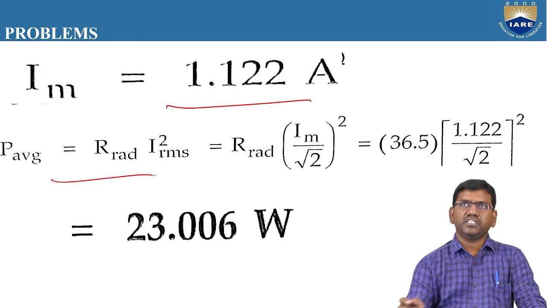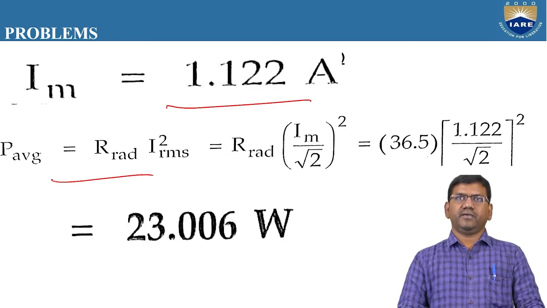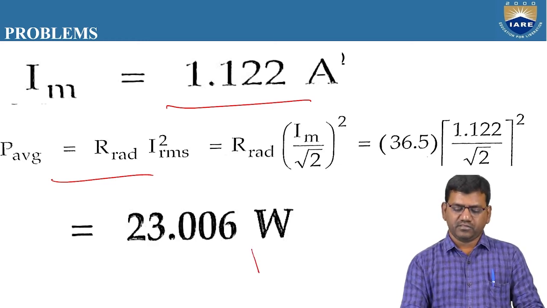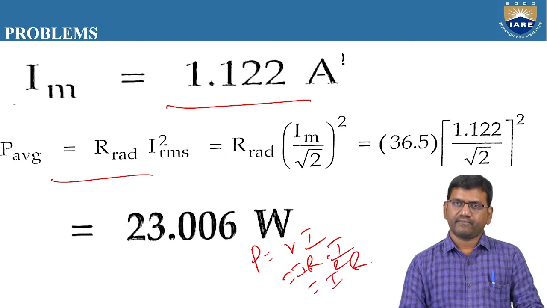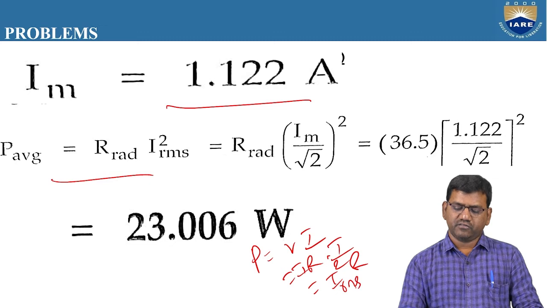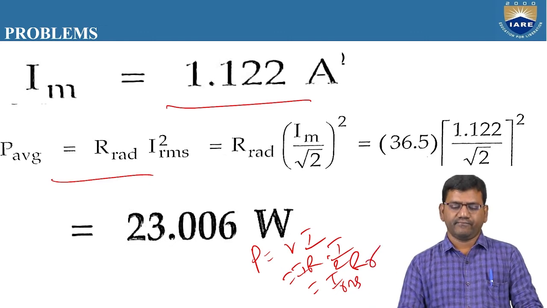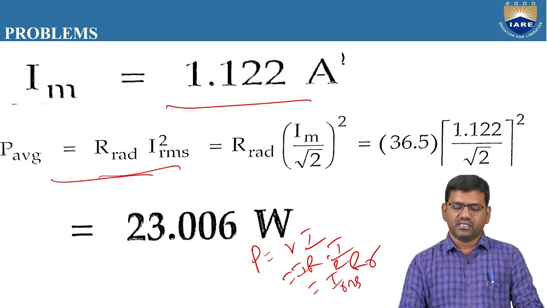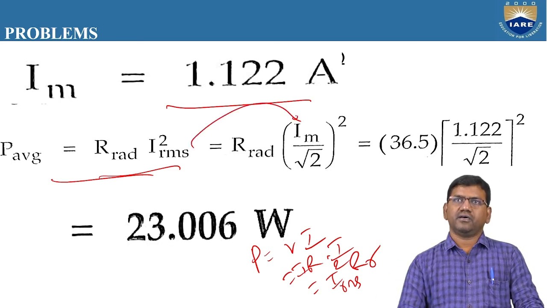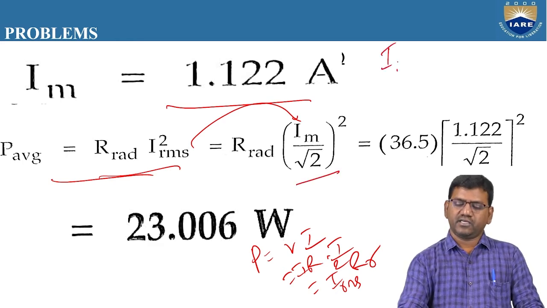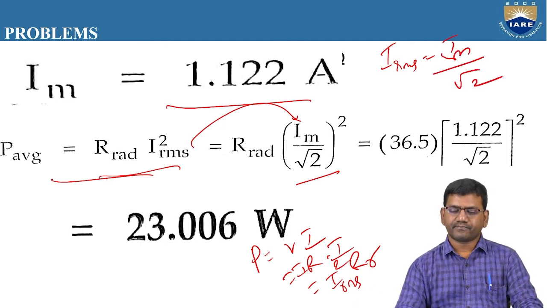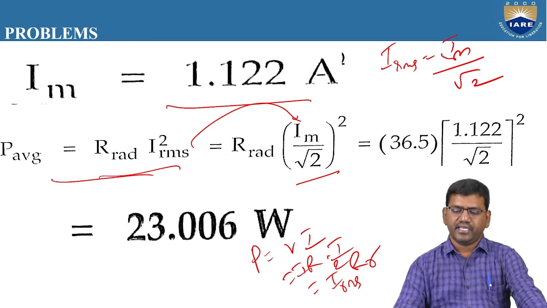And we know that the average power radiated is given by R_r into I_RMS squared. So P is equal to VI, and V is equal to IR, so this is I squared into R. This is known as the effective value I_RMS, and this is the radiation resistance. We can convert the effective value into the maximum current by Im by root 2, because we know that I_RMS is equal to Im by root 2.